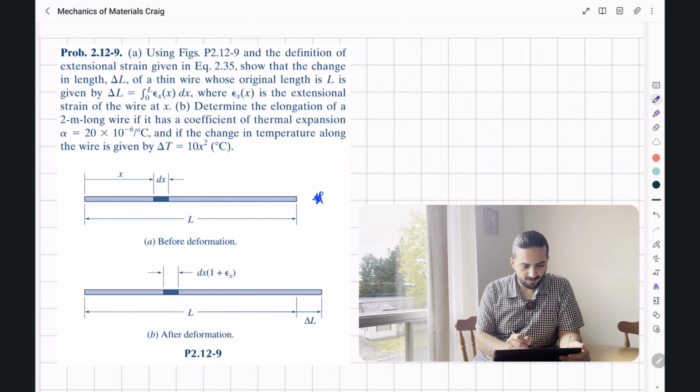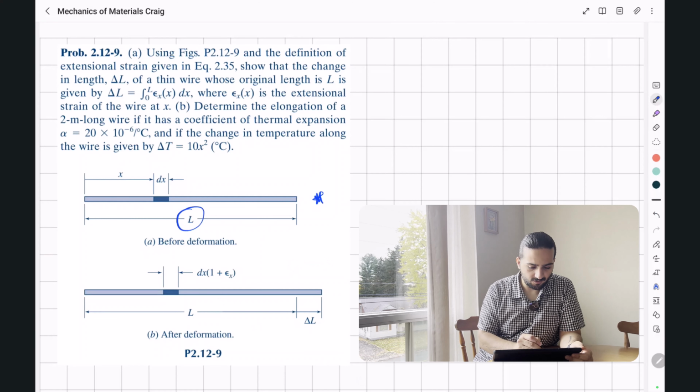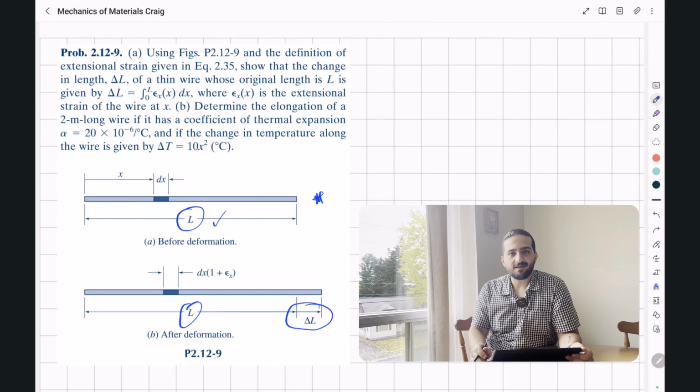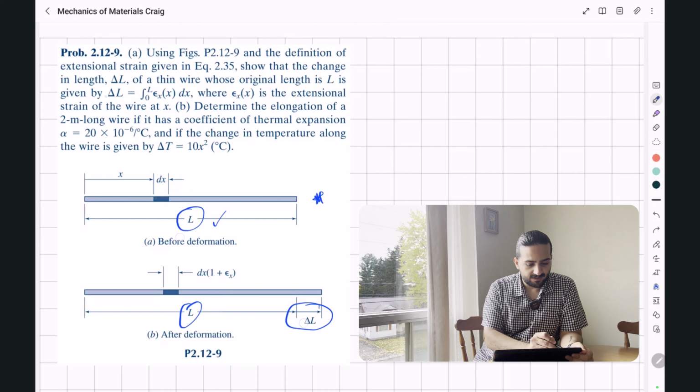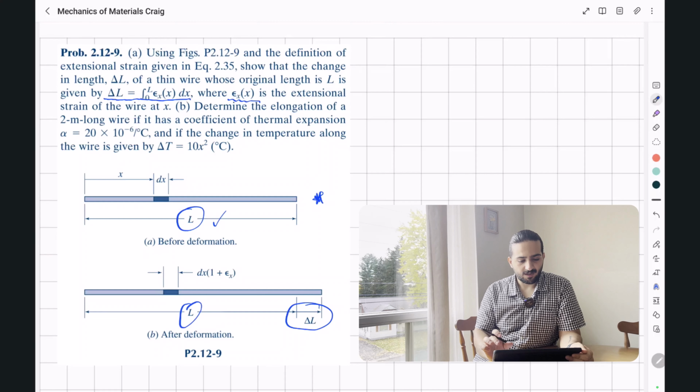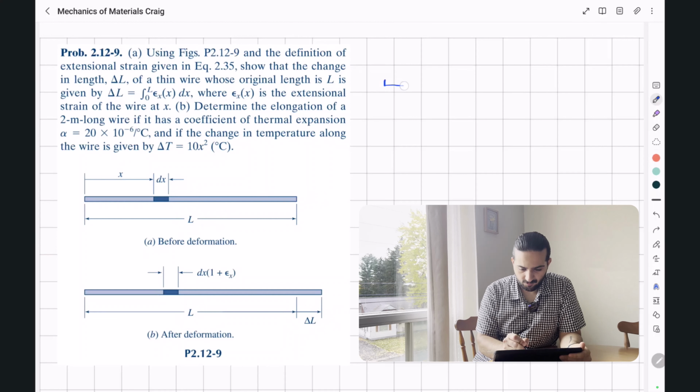Let's read the question together. So here we have a thin wire which is deformed in the x direction. The original length was L, and after deformation its length is going to be L plus this delta L. And now the question wants us to prove that delta L is actually the integral of the extensional strain of the wire from 0 to L. And also in the second part, we have to determine the elongation of the wire, which is subjected to a change in the temperature.